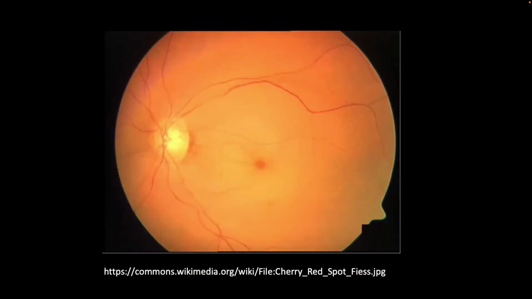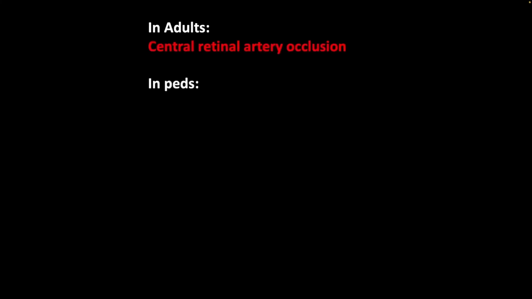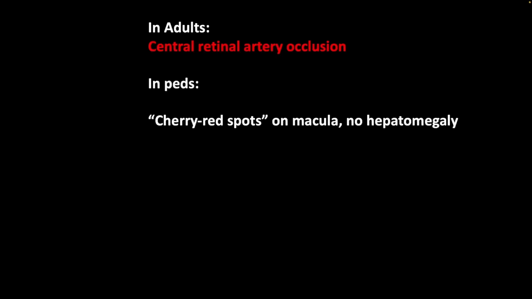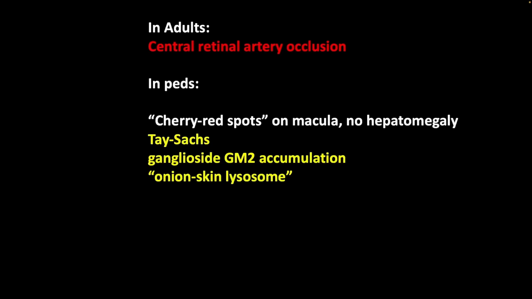All right, now you see this in a patient. Now in adults, this would mean a central retinal artery occlusion. But in peds, it's a cherry red spot on the macula. And let's say you see this, but the patient has no hepatomegaly. What would you be concerned for? This would be Tay-Sachs disease. And on histology, you would see an onion skin lysosome.